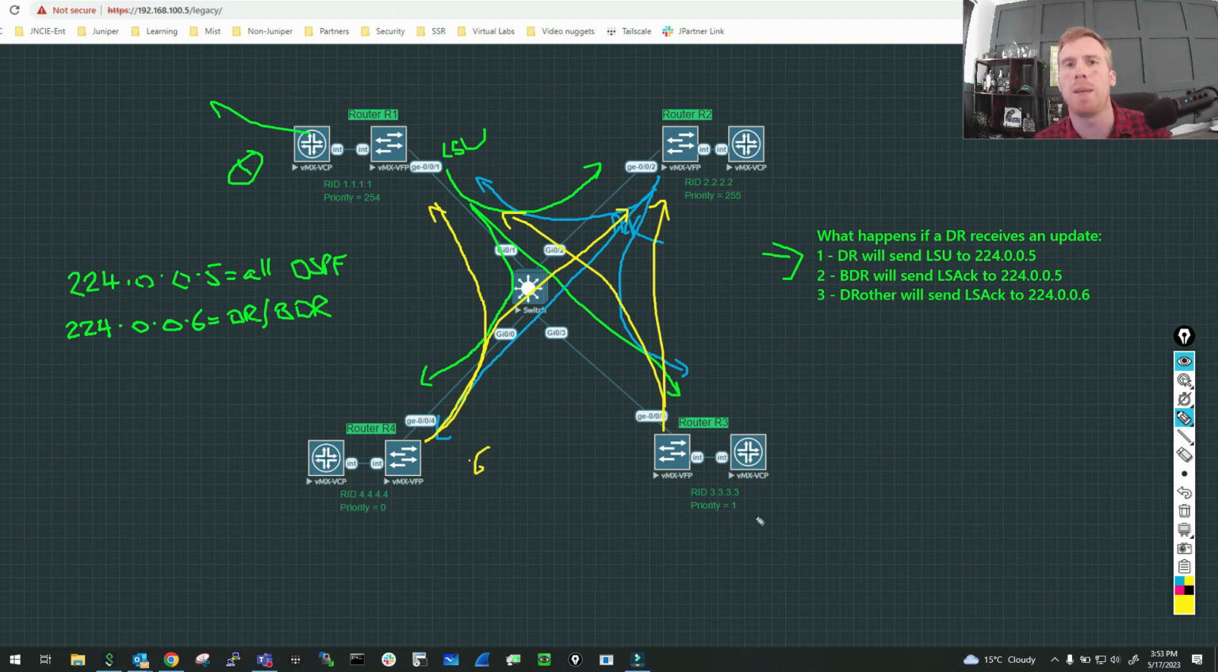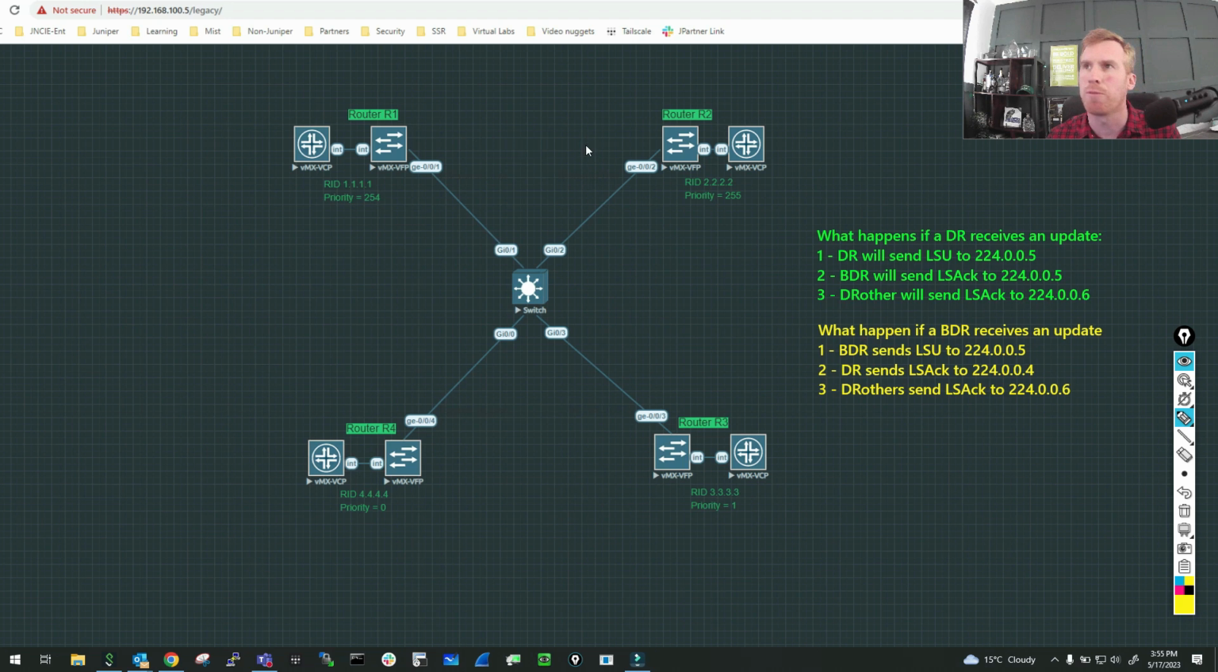But what happens when the backup designated router receives an update? Well, the process is actually very similar. It's just swapped over from the DR to the BDR. So we've got an update coming in here, a new link or a topology change, an entry that's gone stale in the link state database needs to be updated. So the backup designated router will send that link state update out to the 224.0.0.5, and this will go to the designated router. It will go down to the DR others as well.